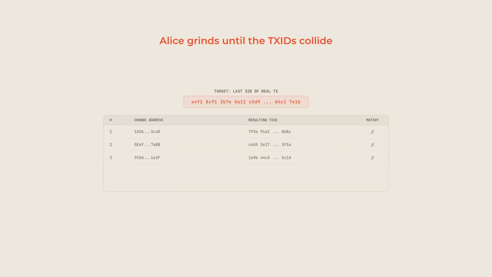So how does Alice make the transaction IDs match? She grinds. She creates her fake transaction, then keeps changing the change address, over and over, and each time the transaction ID changes. Most attempts won't match, but with the constraints on the last 32 bytes, there are about 70 bits of work to brute force. That's far less than 2 to the 256, but still expensive.